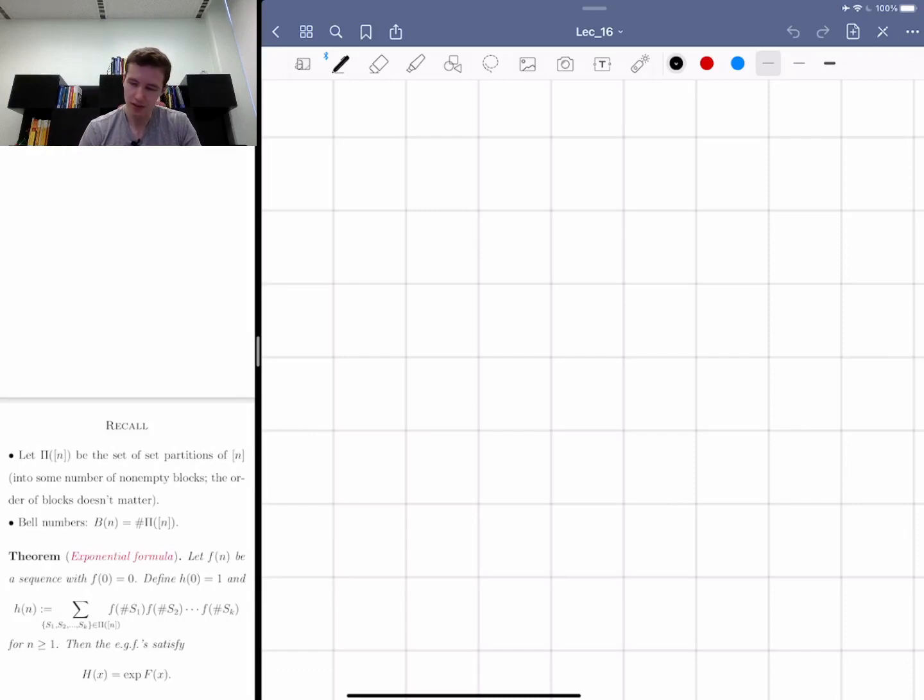I'm going to try to explain the remaining piece about generating functions, which is the compositional formula. And then I'm just going to slightly compare exponential to ordinary generating functions to see what the main difference is between the two. So let me remind you what we did last time.